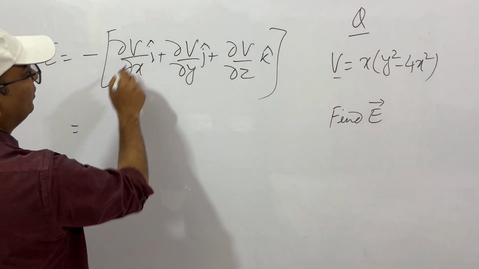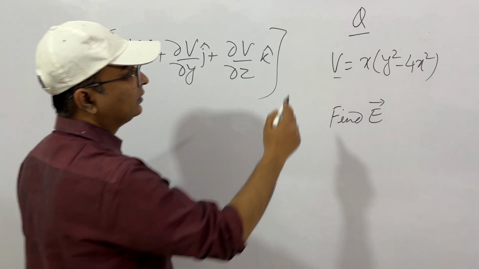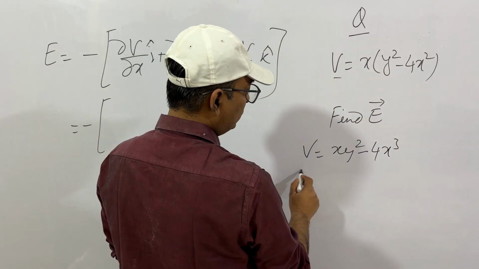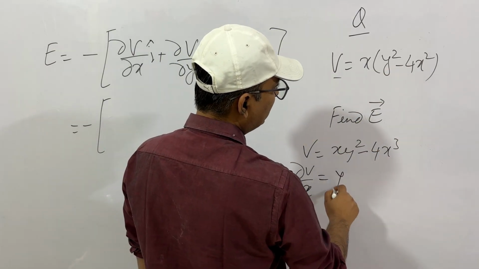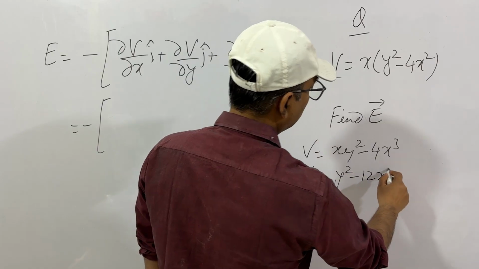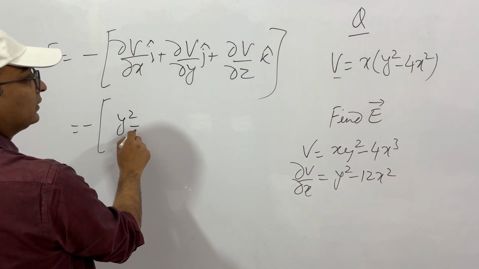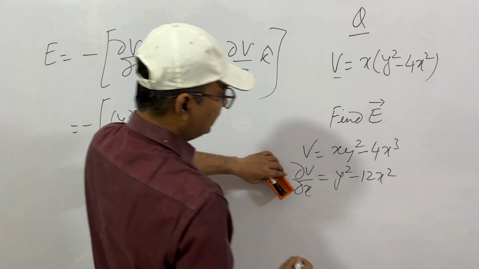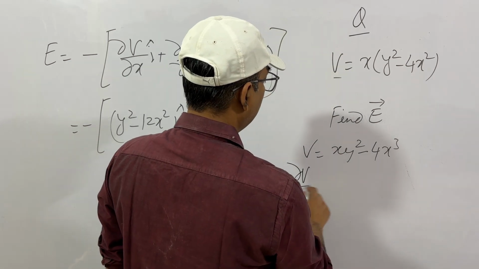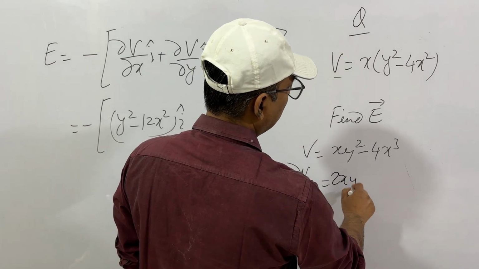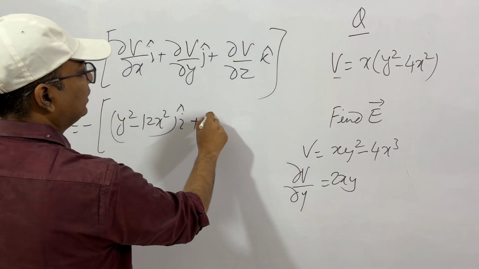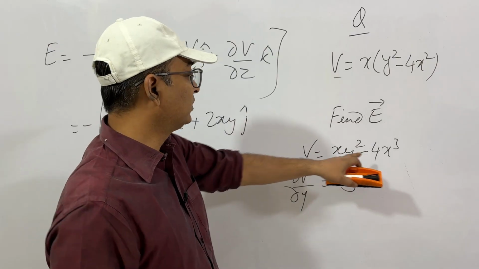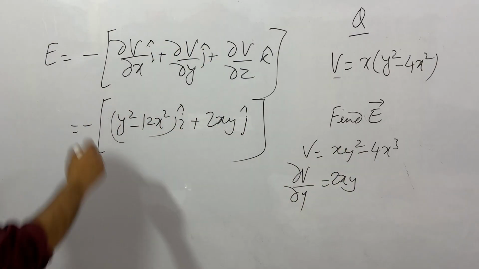So we'll put it del V by del x. See, V is equal to x y square minus 4x cube. Okay, so del V by del x, what you will get? You will get y square minus 12x square, so you get here y square minus 12x square i. Then what about y? When you take with respect to y, del V by del y, it is 2xy, then here it is 0. So you get 2xy j. Del V with respect to del z, you don't have any z variable here, so that will be 0. So this is the electric field. Okay.